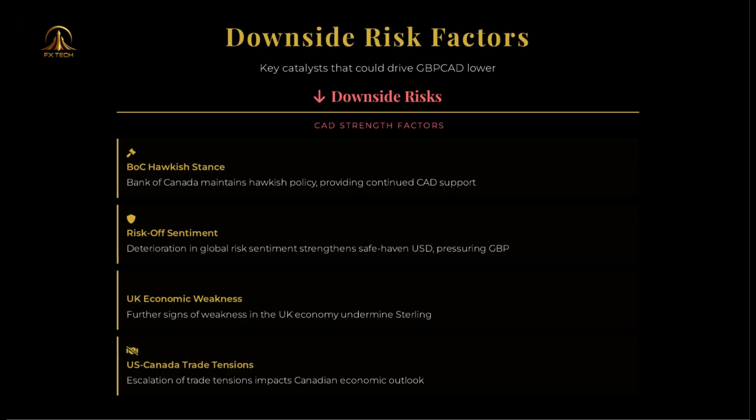A risk-off environment typically strengthens safe haven currencies like the US dollar, which would pressure sterling and, by extension, GBPCAD. Third, further UK economic weakness would undermine sterling. Additional signs of economic deterioration in the UK would weaken confidence in the British pound. Fourth, escalating US-Canada trade tensions could impact the Canadian economic outlook and create volatility in CAD pairs. These downside risks appear more probable in the current environment, which is why our base case leans toward range-bound to slightly bearish over the medium term.